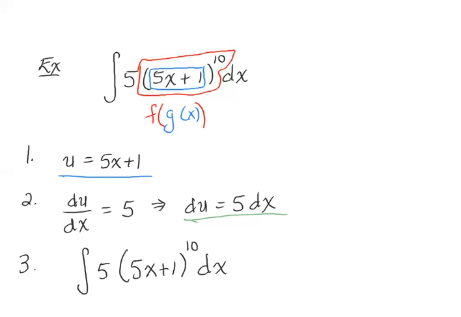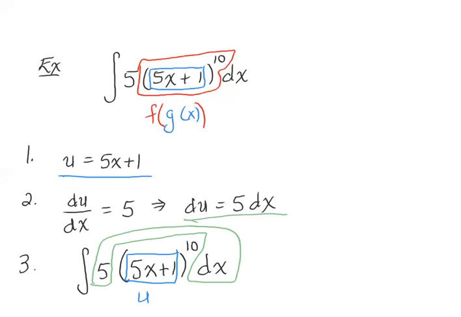I know that my 5x plus 1, that's my u term. How about du? du is 5 times dx. Well, I have a 5 multiplied by 5x plus 1 to the 10th multiplied by dx, because it does not matter what order I multiply things in. I know that that is my du term. So I can rewrite this. This is equal to the integral of u to the 10th times du.